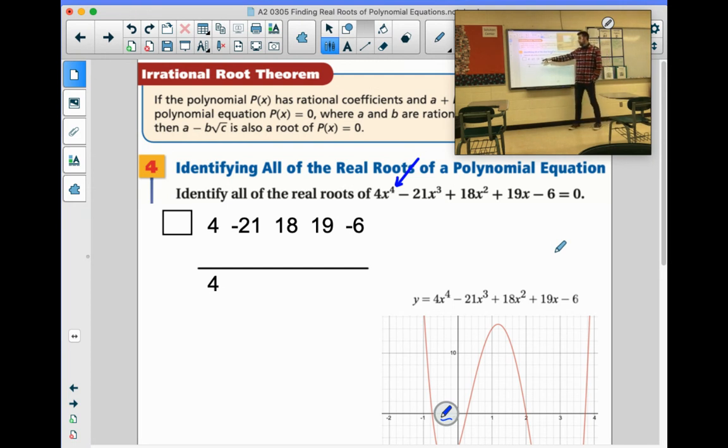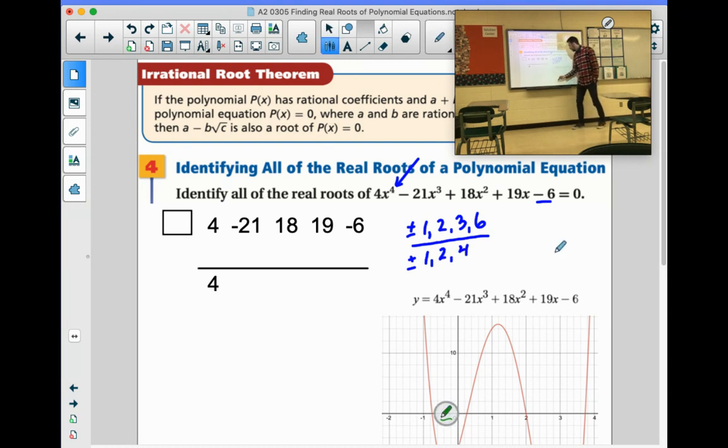I've dropped it down, set it up for synthetic division for us here, but remember we need to figure out what we would even test first. So we look at factors of the last number, 6, which could be plus or minus 1, 2, 3, or 6. And we put that over all the possible factors of the first coefficient, which is 4. So it could be 1, 2, or 4.